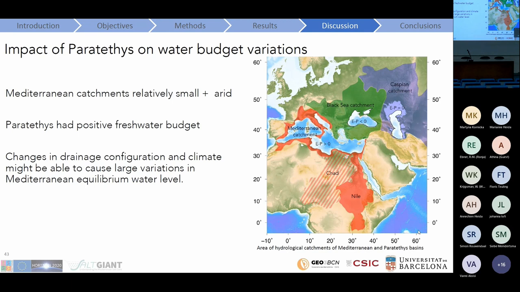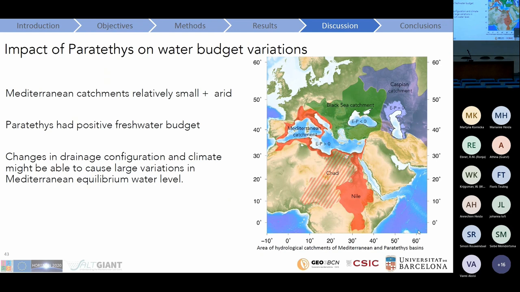So I think this is something that is interesting to look into in the future, because the impact of the Paratethys water on the Mediterranean water level budget is, I think, a little bit misunderstood. In the modern day we see that the Mediterranean catchments are relatively small and arid, and that the water budget, so the evaporation minus precipitation value, is much bigger than zero, so it has a negative freshwater budget. But the Paratethys basins, which now cover the Black Sea and the Caspian catchments, actually, the Black Sea nowadays has a positive freshwater budget, and the Caspian is a quite large surface area lake being supported by the rivers flowing in there.